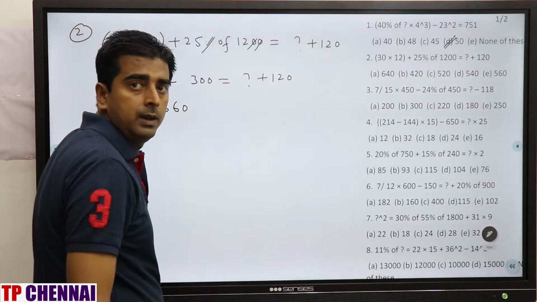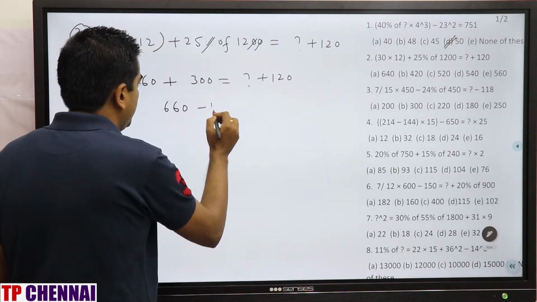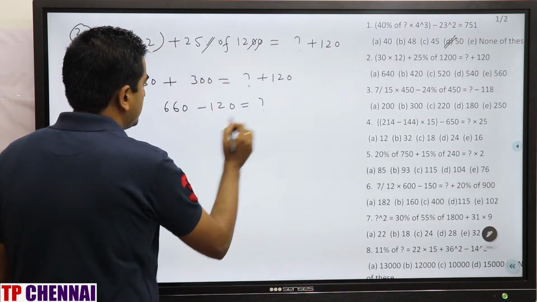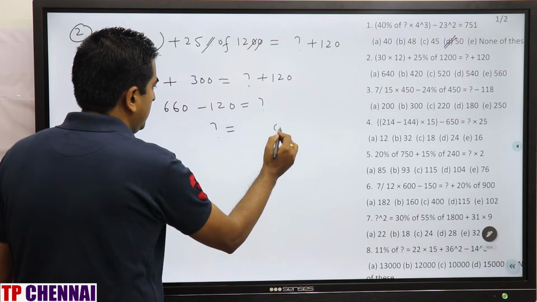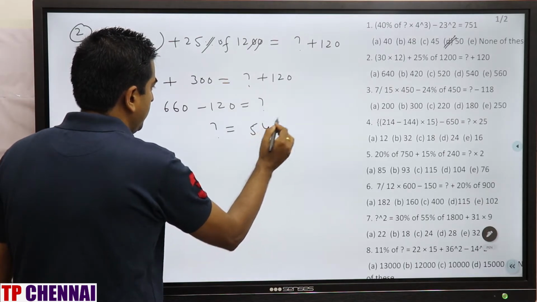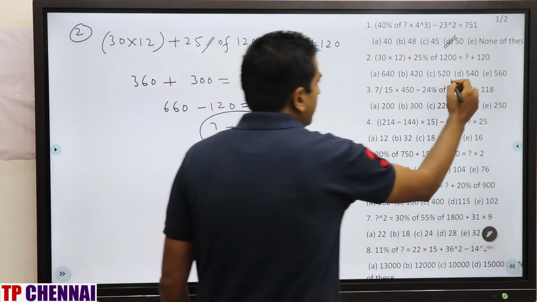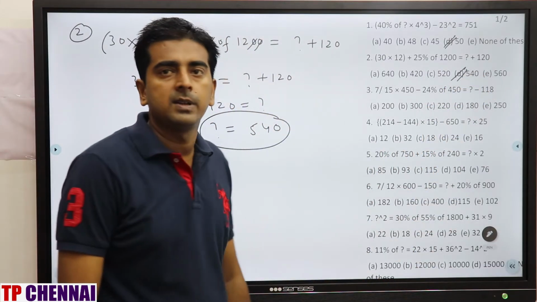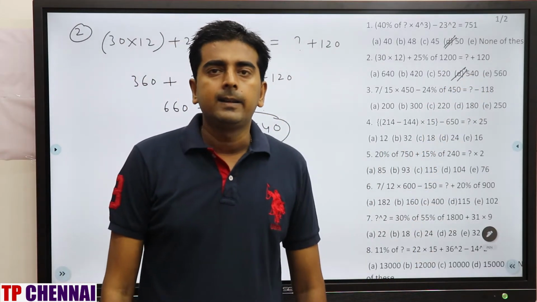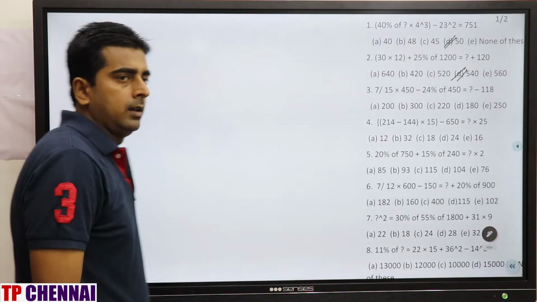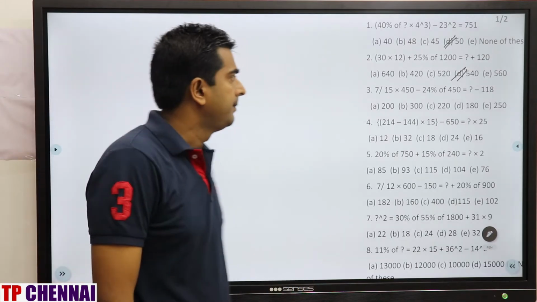660 plus 120 will come into LHS, it will become minus 120 is equal to question mark. So question mark is equal to 540. So my answer is nothing but 540, which is nothing but the fourth option. Fourth option is the correct answer. Clear? Now we'll see question number 3.